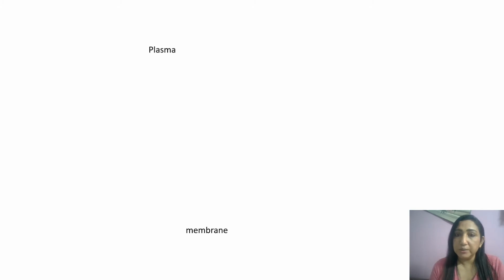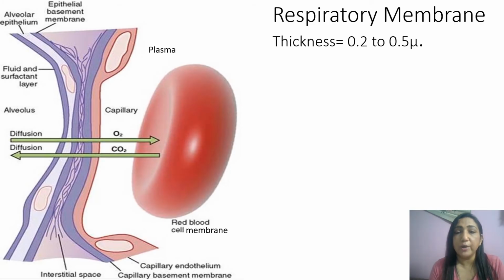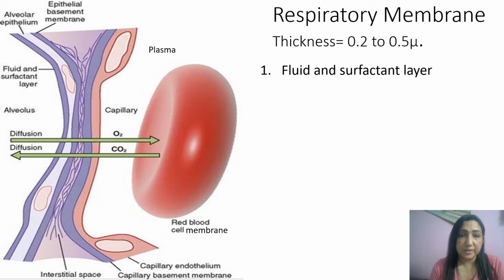Now coming to the site of pulmonary exchange, that is the respiratory membrane, whose thickness is 0.2 to 0.5 micron. Step by step we will know the parts of that. The first is the fluid and surfactant layer. Before that, this is the alveolus. This alveolus is surrounded by a fluid and surfactant layer. The gas has to cross this first layer, the fluid and surfactant layer.